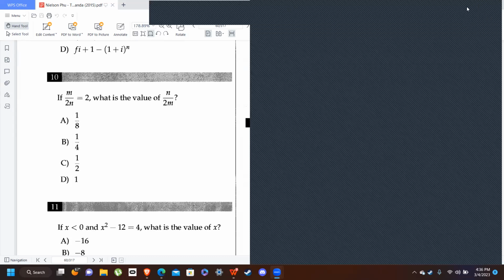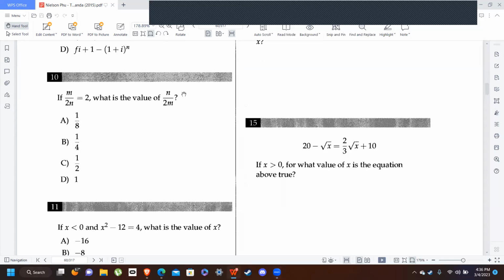C, what did you get? Hold on, m over n is equal to 4. I just multiplied both sides by 2 to lose the 2 in the denominator. If m over n is 4, then 2 times.